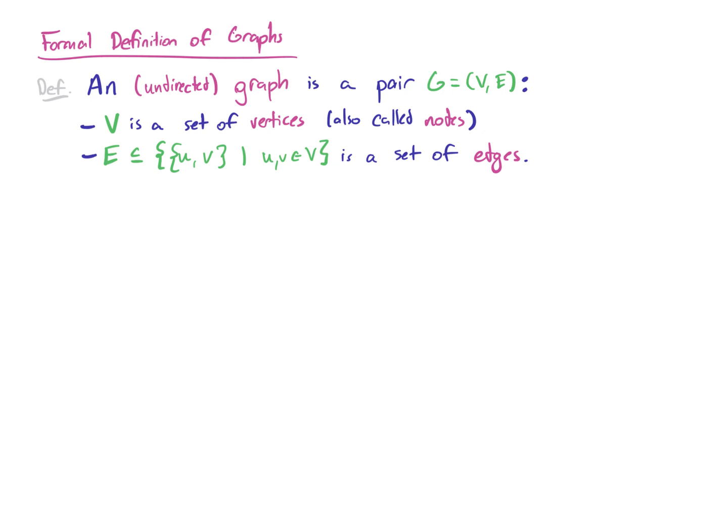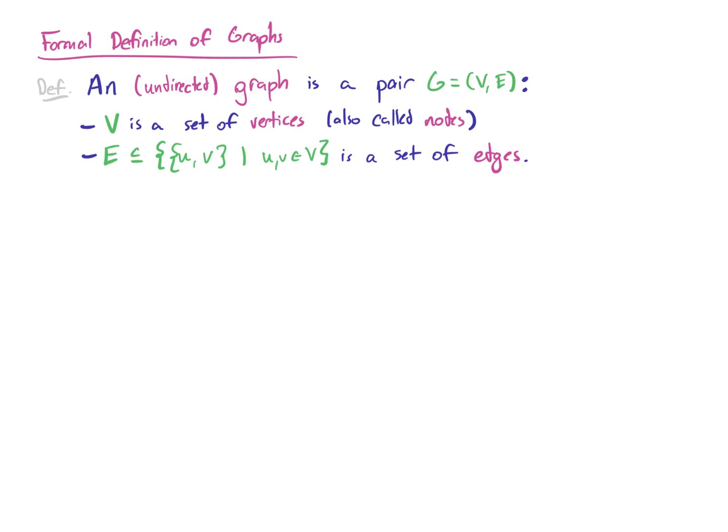is a subset of, okay, what's this set here? This is the set of all sets of size 2, containing two elements of the vertex set. So the set of all subsets of size 2. E is a subset of this set, and that just means E is a set of subsets of vertices of size 2. So we can think of it as a set of pairs of vertices.